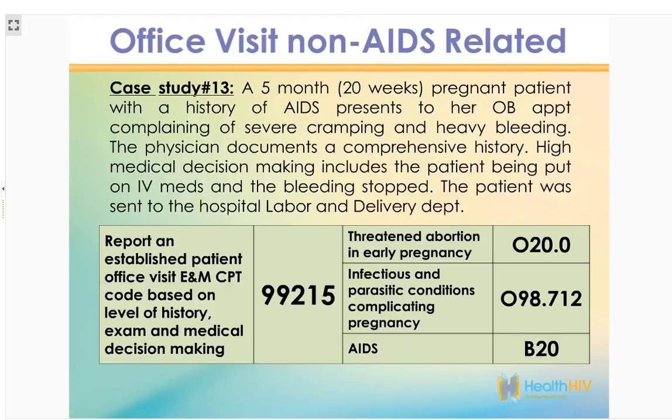Now, because this patient's condition was compromised because of the pregnancy, this is a high-level established patient visit, level 5. The principal diagnosis for this patient is O as in Oscar 20.0. The patient's condition, AIDS, according to the coding guidelines, if the patient in question is pregnant and has the AIDS virus, the coding guidelines state that you have to report a code that establishes that. So that code is O as in Oscar 98.712, and then you would also report B20 as the third code.